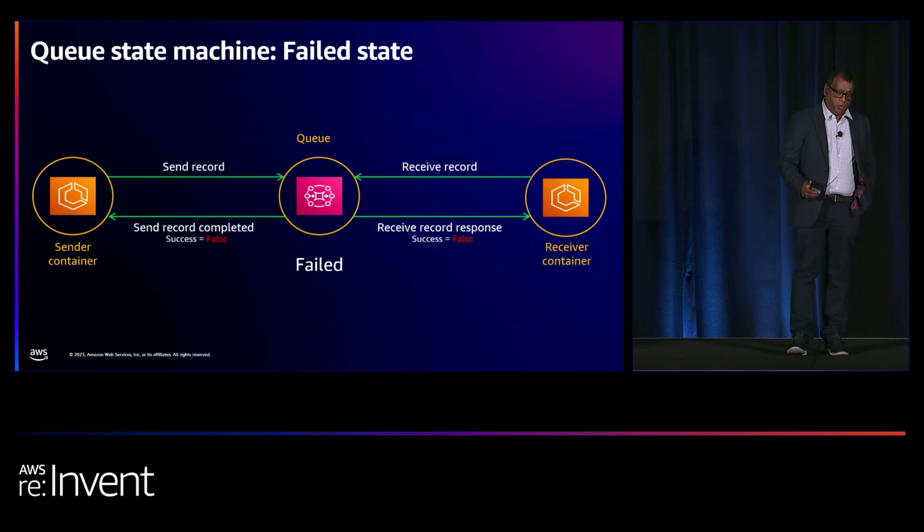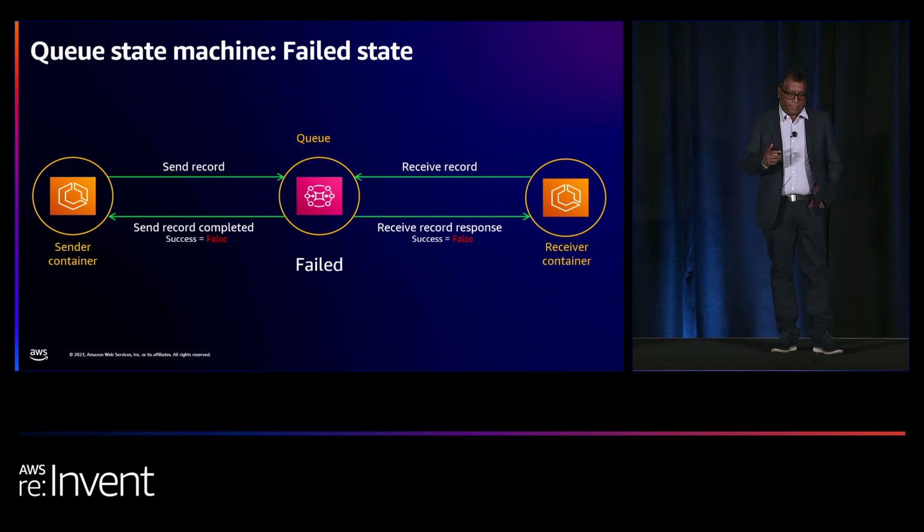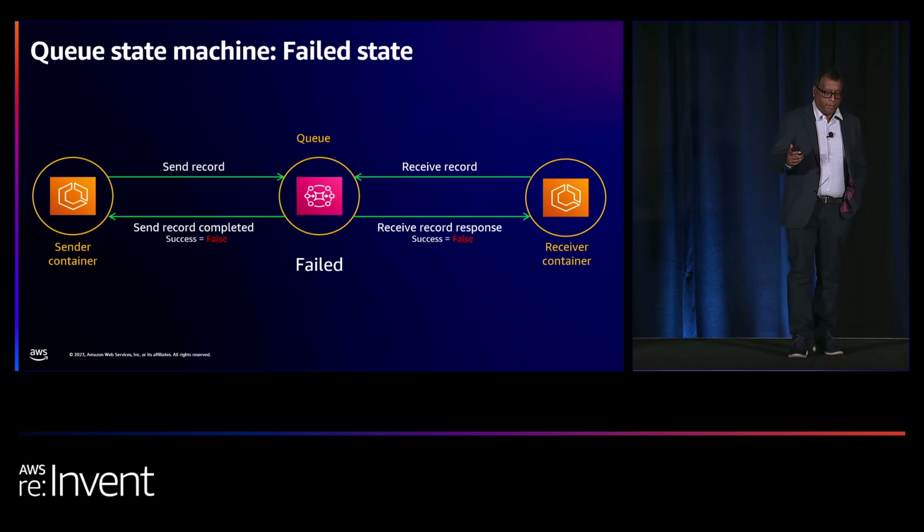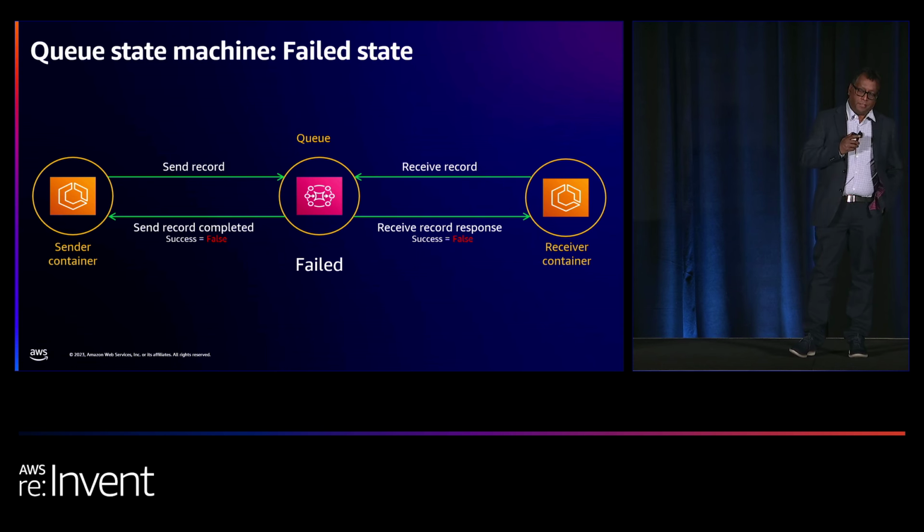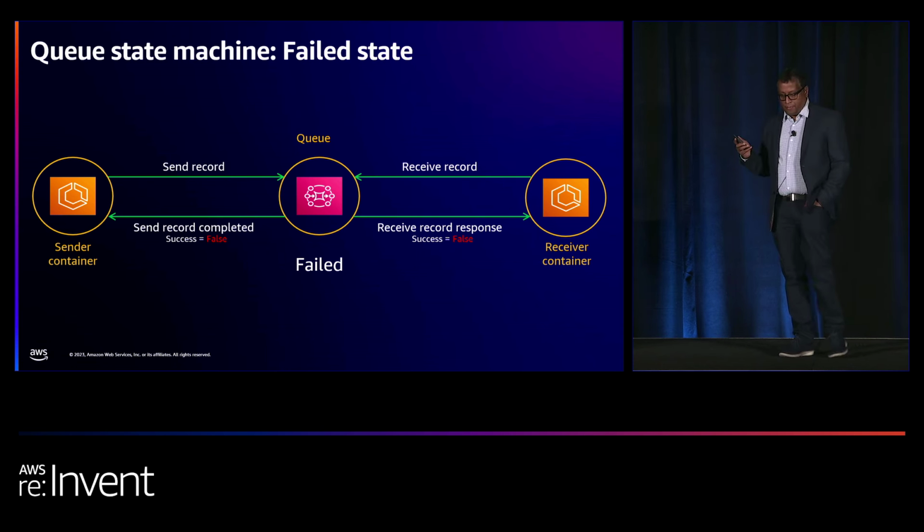In a failed state, a queue behaves slightly differently. When a sender passes a send record event, the queue passes a send record completed event back to the sender with the success status set to false. Similarly, when a receiver sends a receive record event, the queue sends a receive record response event back to the receiver with the success status set as false. This is similar to your experience working with a queue using JMS. When you try to send a message to a queue or try to receive a message from a queue using JMS, the JMS may throw an exception if the queue is not available for any reason.